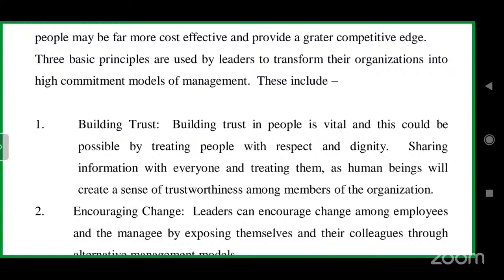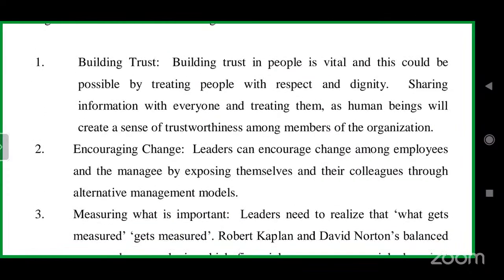That trust should be developed. Then only we can achieve a high performance in the organization. Encouraging change. Leaders can encourage change among employees.